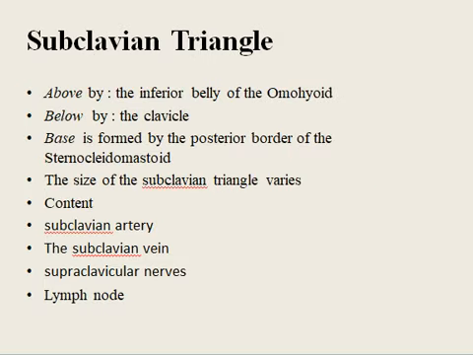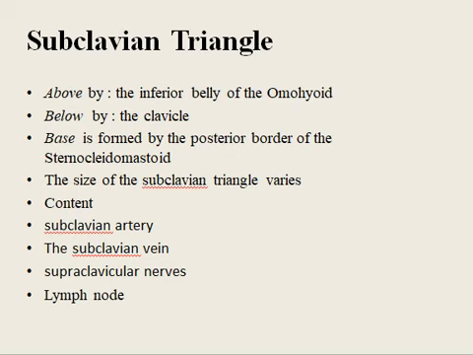Now coming on to the subclavian triangle. Boundaries of the subclavian triangle: above by the inferior belly of the omohyoid muscle, below by the clavicle, base formed by the posterior border of the sternocleidomastoid muscle. The size of the subclavian triangle varies. It depends on the height at which the omohyoid muscle crosses the neck. Second, this space is diminished by raising the arm on account of movement of the clavicle.